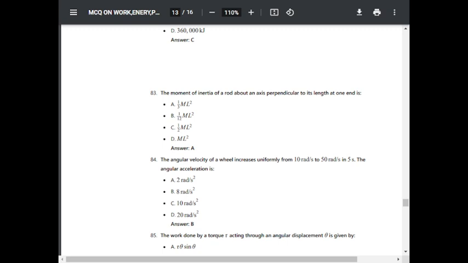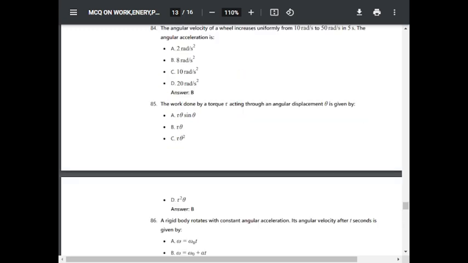The question, option B is correct. You will calculate by the formula for angular acceleration: alpha is equal to omega 2, that is 50, minus omega 1, 10, divided by t2 minus t1. So 50 minus 10 divided by 5 is equal to 8.